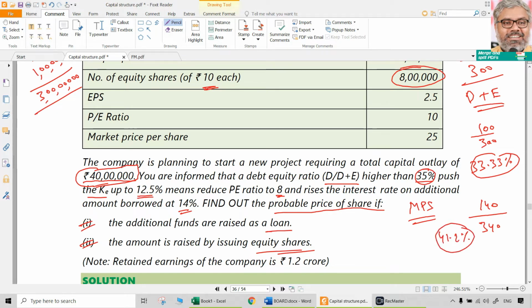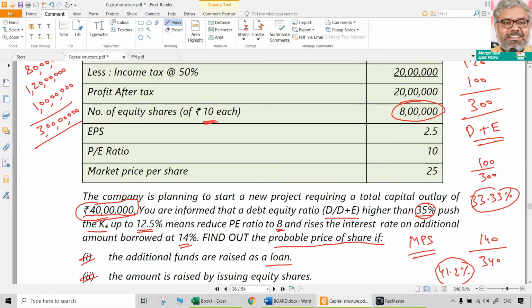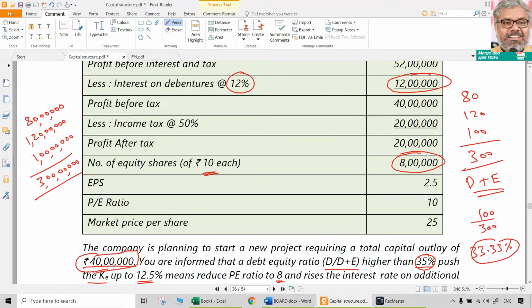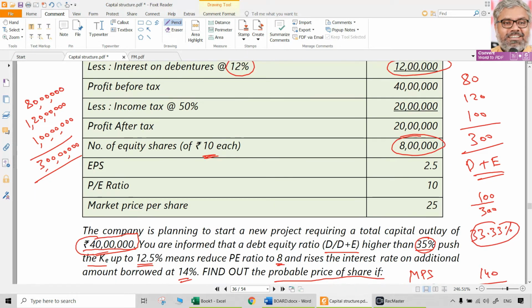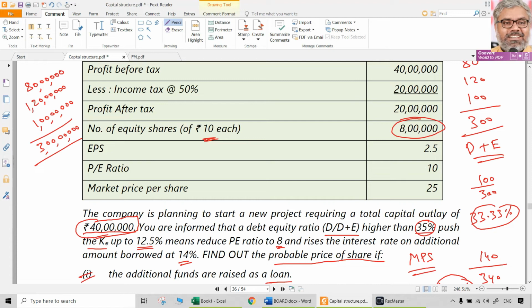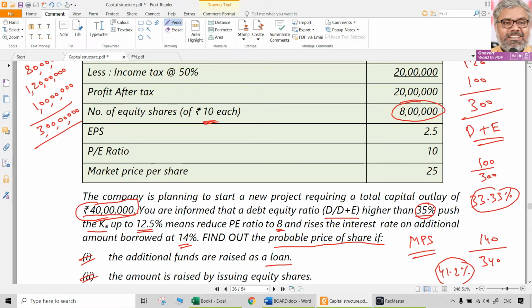Which means this new debt, when it is issued, automatically there are going to be some changes. What are the changes? The P/E ratio will come down to 8. Interest on the additional amount borrowed will be 14%, not 12%. That is a point here. After noting these things and after showing these things in the working note, with the new fresh investment, how much extra return will come, that is not given.